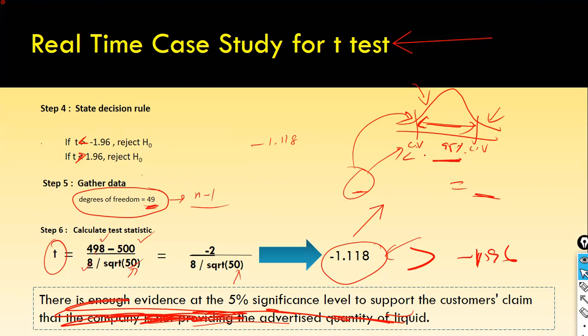If we reject the null hypothesis, for example, if the t statistic value you get is less than this critical value, then we have evidence at the 5% significance level, and we can state that the customer's claim that the company is not providing the advertised quantity is supported. But in this case, we fail to reject the null hypothesis. Very simple one, don't break your head too much. The p-value and everything we'll see later.